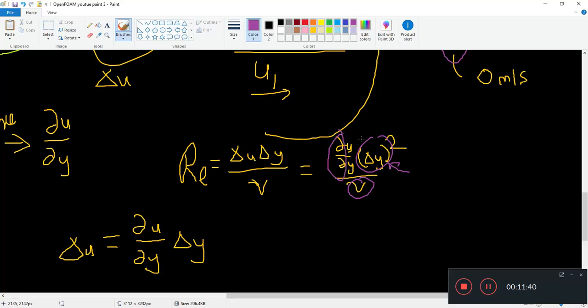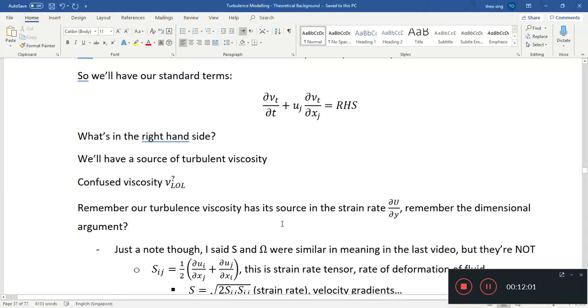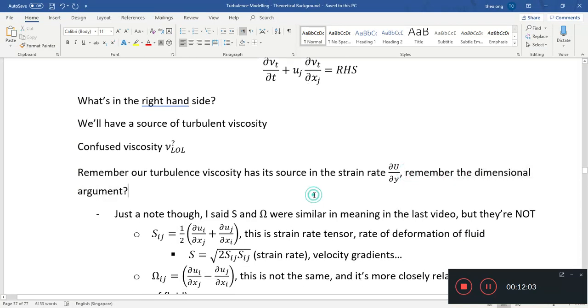So in effect, the Reynolds number is proportional to this strain rate du/dy, and so increasing this will increase the Reynolds number, and that will produce turbulence, if you think about it like this. So this is the dimensional argument.